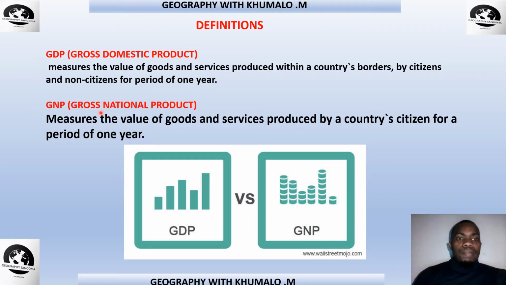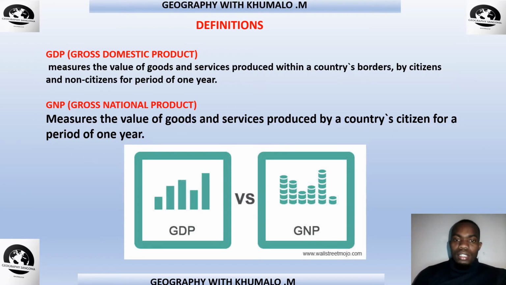Now, GNP stands for gross national product. It measures the value of goods and services produced by a country's citizens for a period of 1 year. Those citizens, it doesn't matter whether they are inside the country or outside the country, but they must have national citizenship. So it's citizens of a country here.